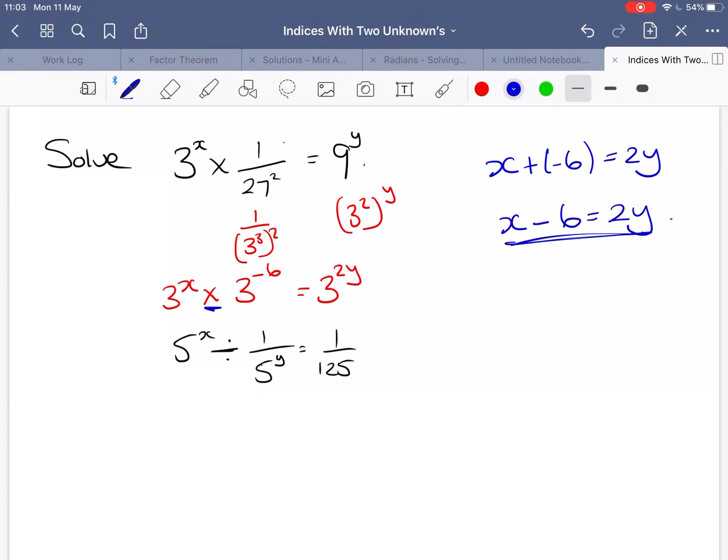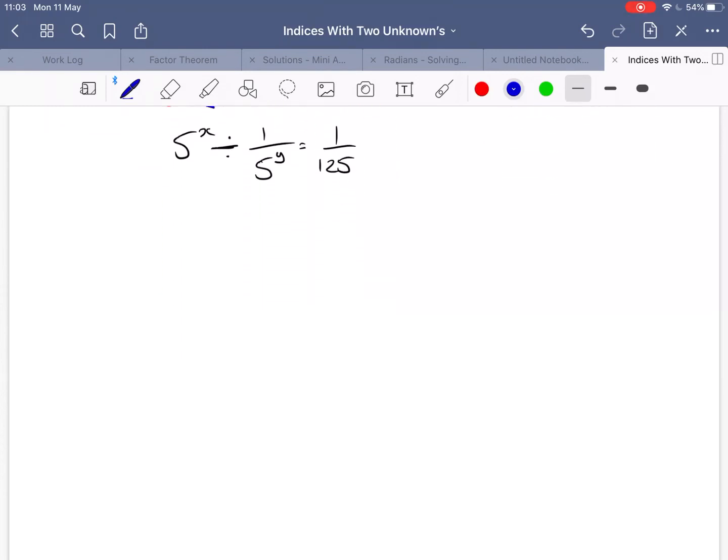Now let's look at the second one. So I've got 5 to the x divided by 1 over 5 to the y. 5 to the x divided by, how am I going to write 1 over 5 to the power of y? Well, that's 5 to the power minus y, because it's a reciprocal. Let's deal with this one. Well, 25 is 5 cubed. So 1 over 5 cubed is 5 to the minus 3.